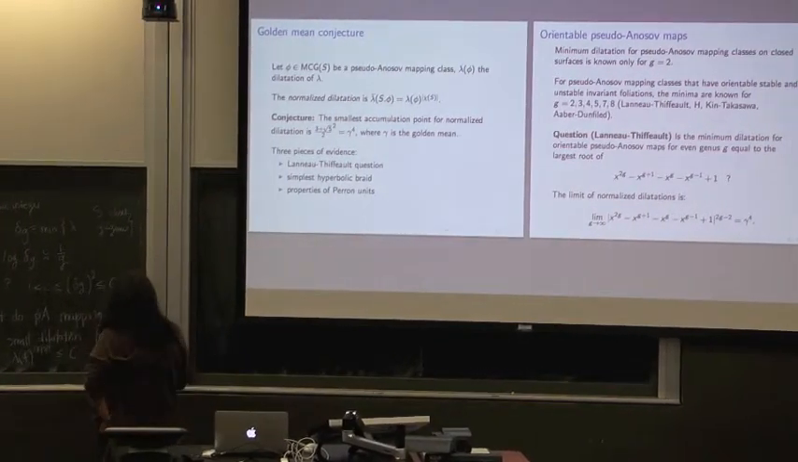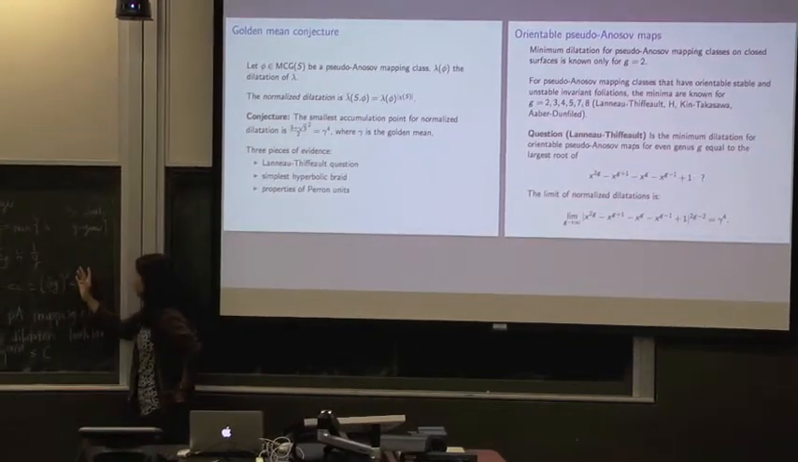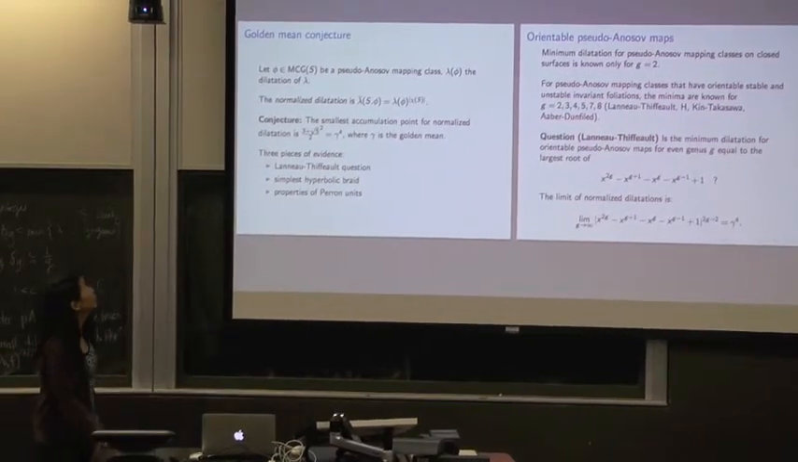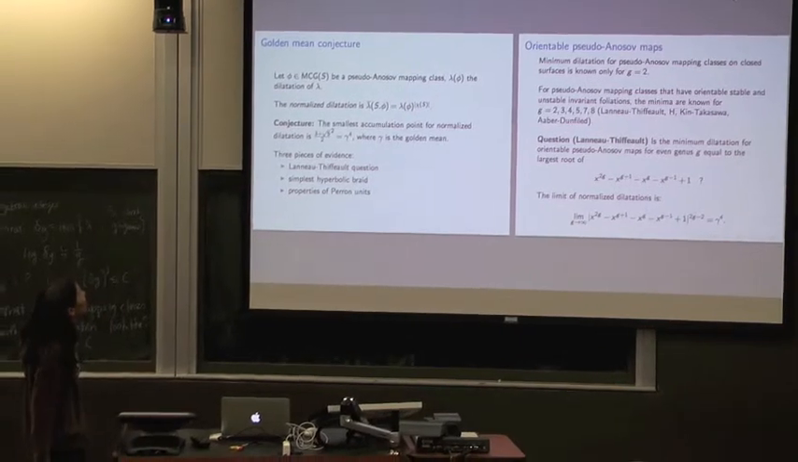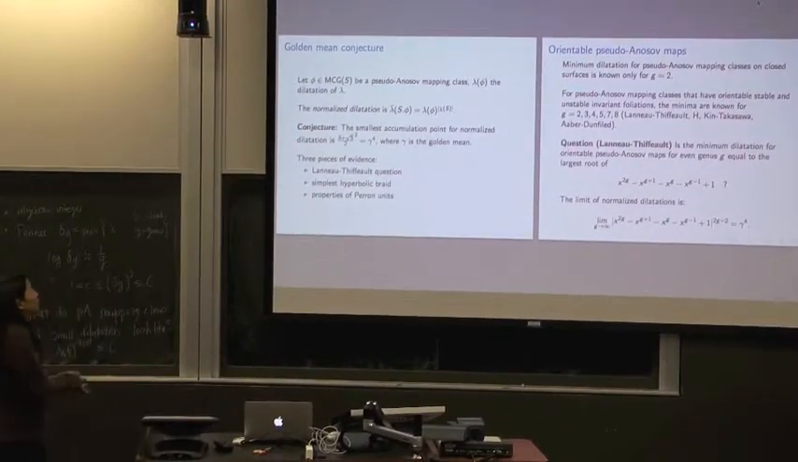Okay, so I said that one question is what happens when you look at sequences of these things? What's the smallest accumulation point? So first, yeah, I defined normalized dilatation. So there's a kind of conjecture or question.